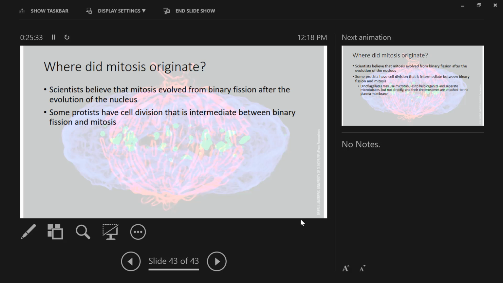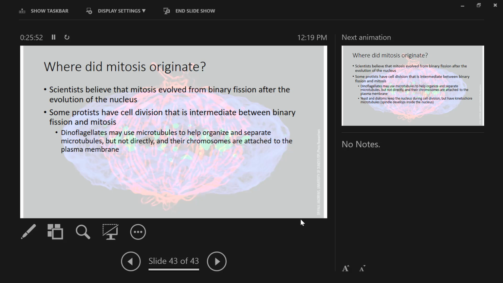Now, what's interesting is you have some of our protist groups, some single-celled eukaryotic forms, that have a cell division that has some pieces of mitosis and cytokinesis, but also lacks some of those characteristics. So dinoflagellates probably use microtubules, although as far as I know, nobody's actually demonstrated microtubules segregating the chromosomes in a dinoflagellate. Instead, their chromosomes are attached to the plasma membrane, which is what happens during binary fission, where the bacterial chromosome is physically attached to the membrane of the bacterium.